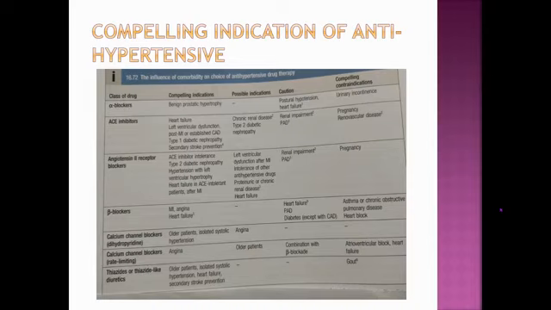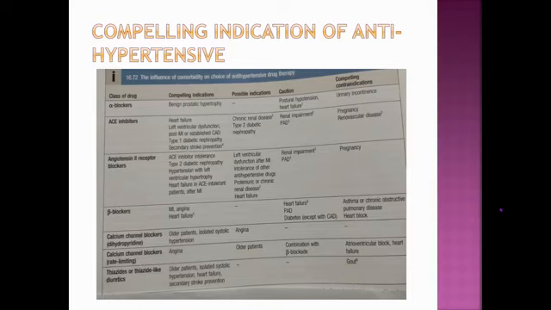So ACE inhibitor is the number one choice if the patient is suffering from hypertension with heart failure. Left ventricular dysfunction, that patient has developed left ventricular hypertrophy. We have already mentioned it has cardiac remodeling property. So for a patient with hypertension with LVH, left ventricular hypertrophy, the drug of choice is ACE inhibitor.